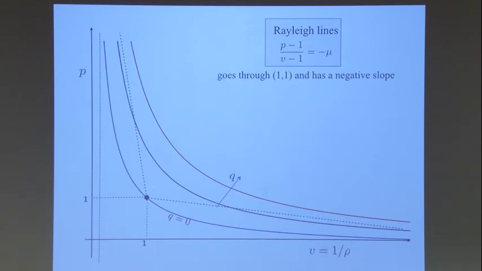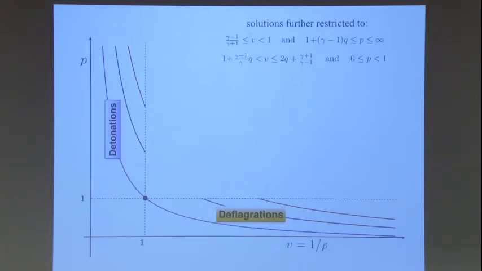Okay, and clearly from this picture you can see that they can cut the Hugoniot more than once, but we are going to talk about that in a few minutes. So there is a limit of where the solution could be, and they could be only in this rectangular area or this rectangular area. They cannot be here because the Rayleigh line cannot have a positive slope, right? It has a negative slope. So they are restricted to here and here.